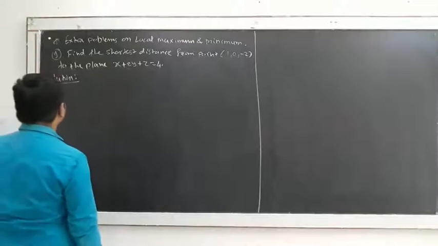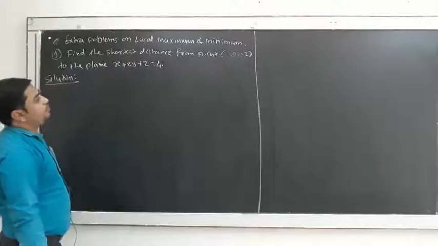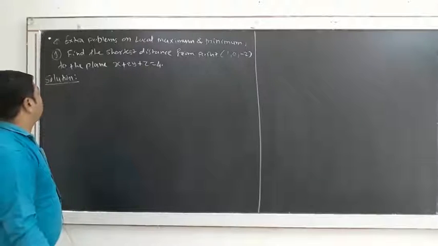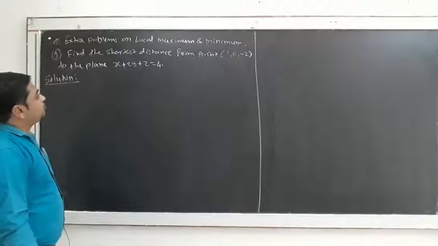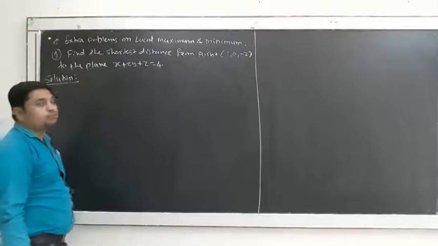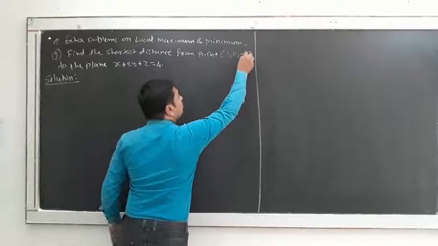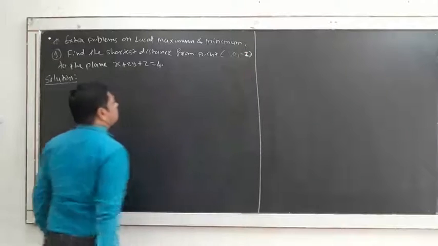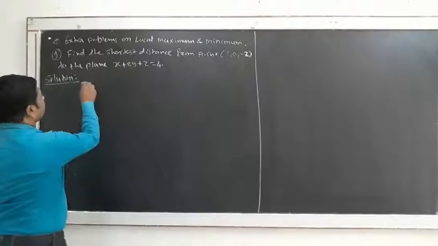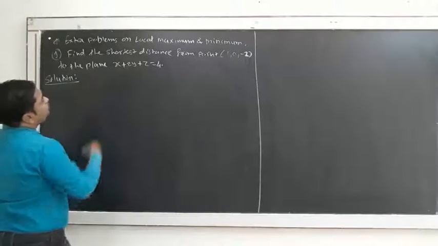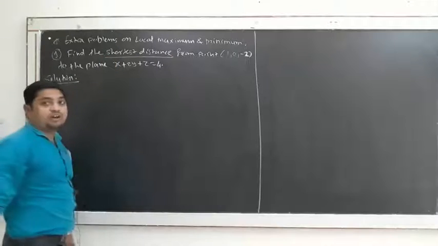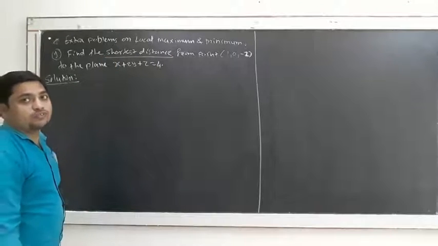What is our first problem? Find the shortest distance from the point (1, 0, -2) to the plane x + 2y + z = 4. Here it is a 2, not a z. Okay. So what is given? We have to find the shortest distance, and for this we have to use the distance formula.